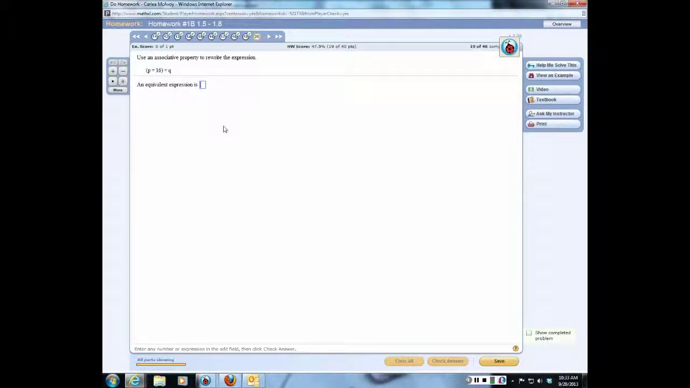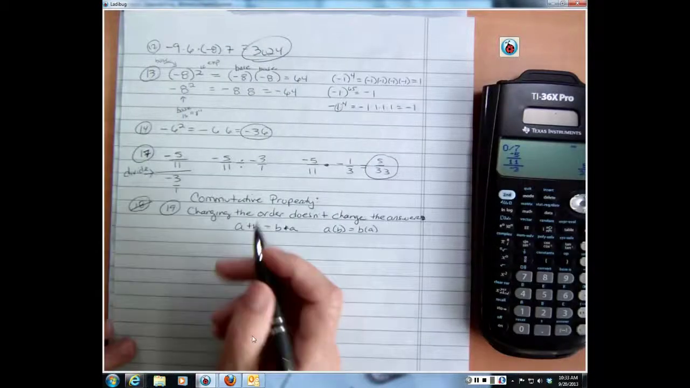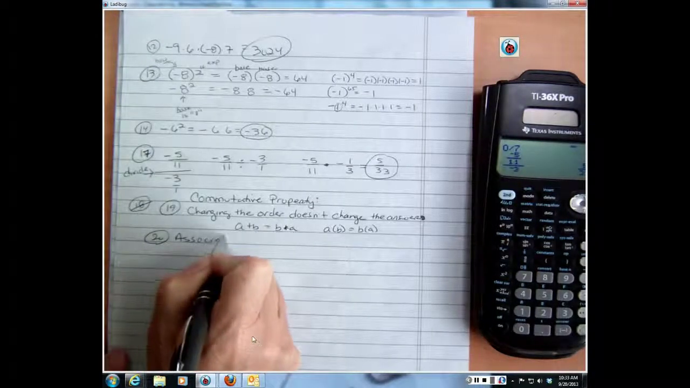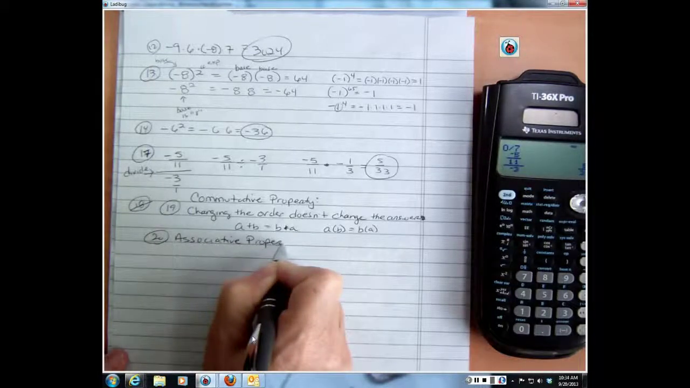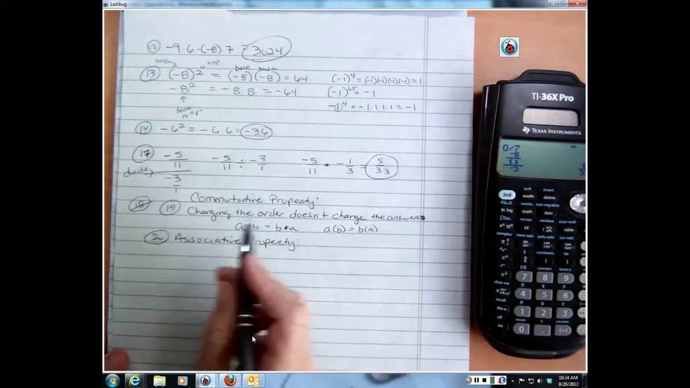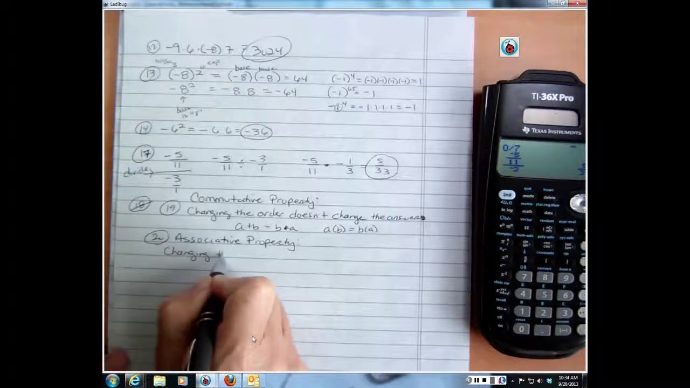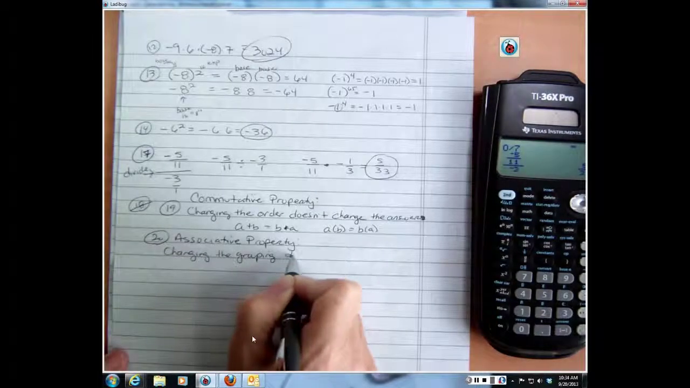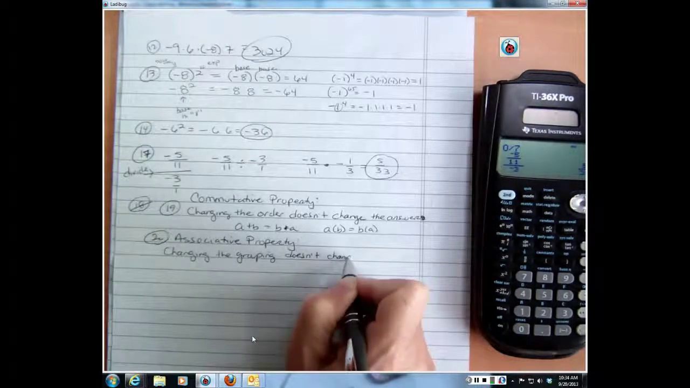Now, associative property, number 20. The associative property says changing the grouping doesn't change the answer. Remember this, you guys, as I'm writing this down.